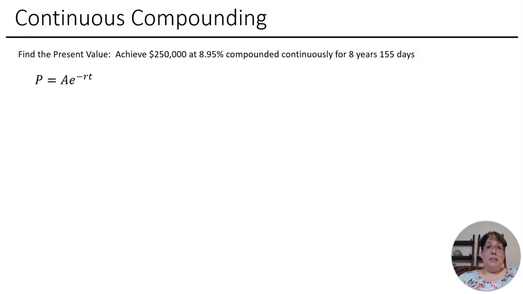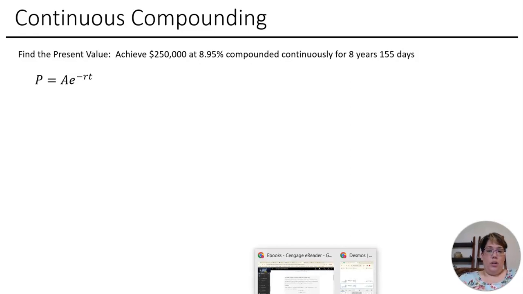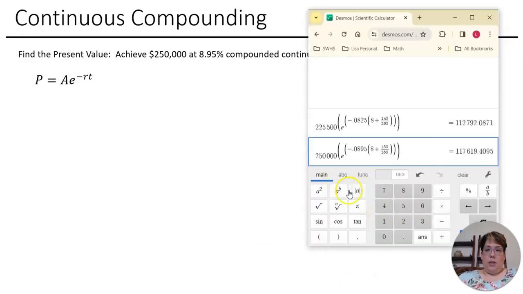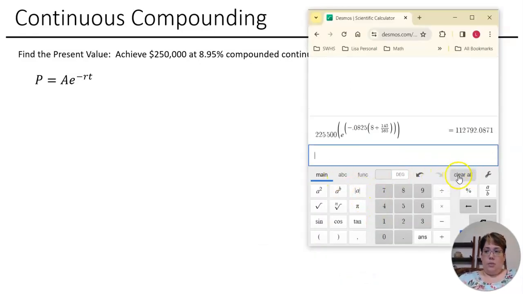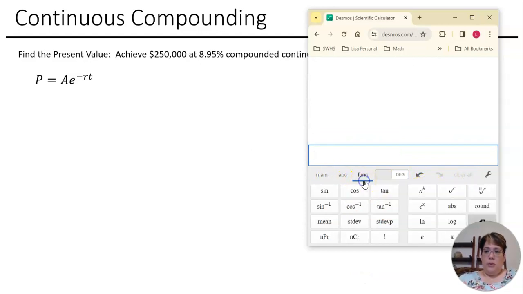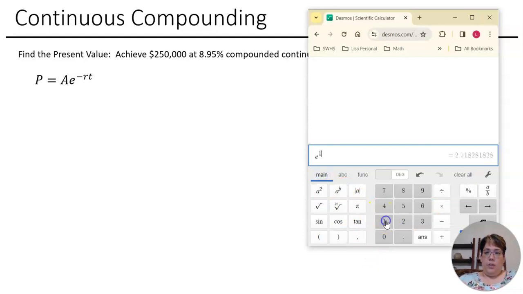Now, e is an irrational number, and that irrational number is 2.71, and it goes on and on and on forever. So let me show you what that's going to look like. On your calculator on Desmos, if you go to the function key, I can type in e to the first power, and it's 2.71828, and it goes on and on, like I said, forever.